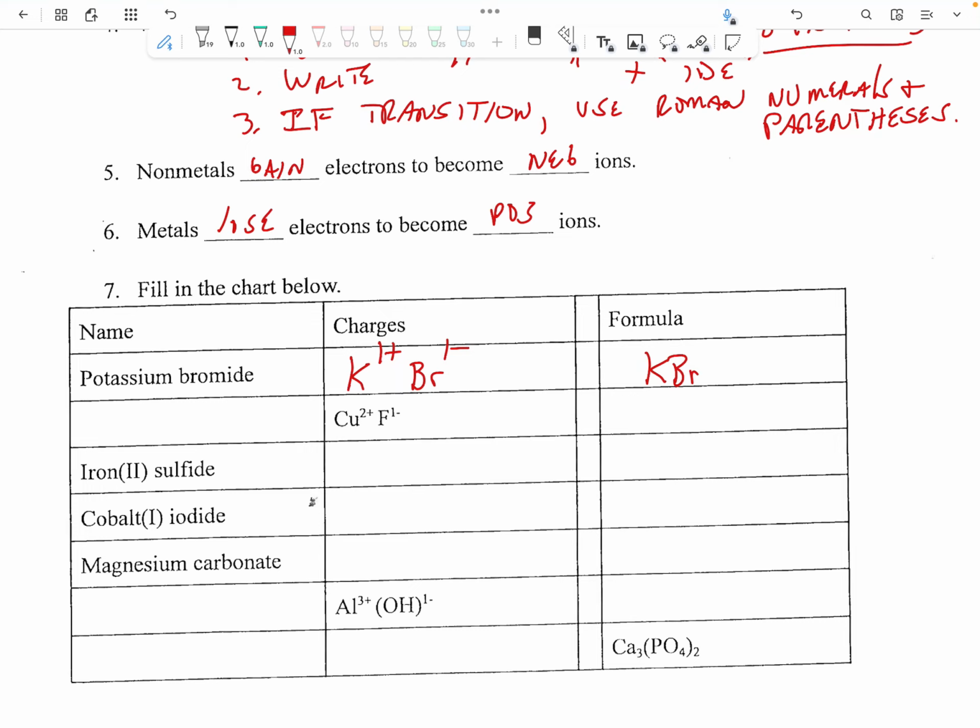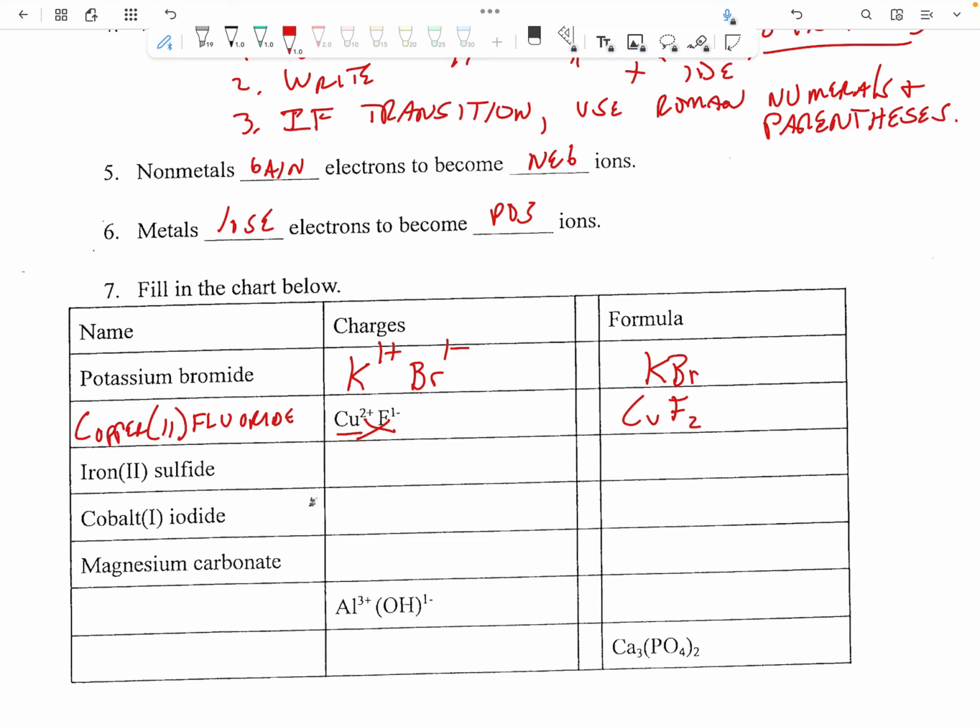Okay? Now, this next one, copper. Please remember, and you've got to use your periodic table. Copper is a transition metal, so you're going to use parentheses. And there's a charge for it, so that's the number that's going to go in parentheses. So that's going to be copper 2, and then the fluorine is going to be fluoride, right? And so if you look at that, guys, those two numbers, the 2 and the 1, are going to switch. So you're going to have CuF2, okay?